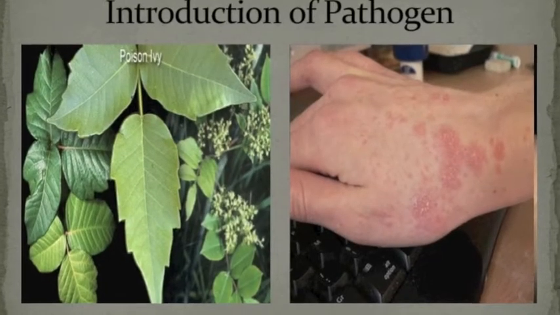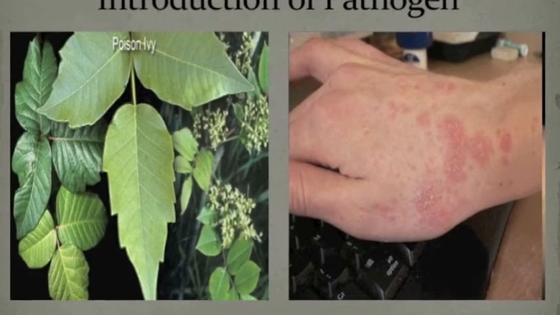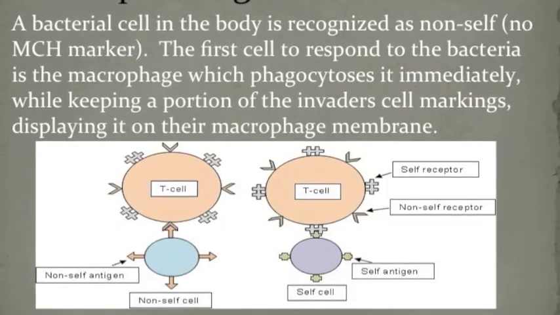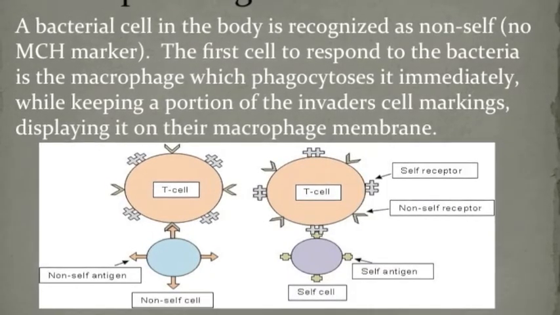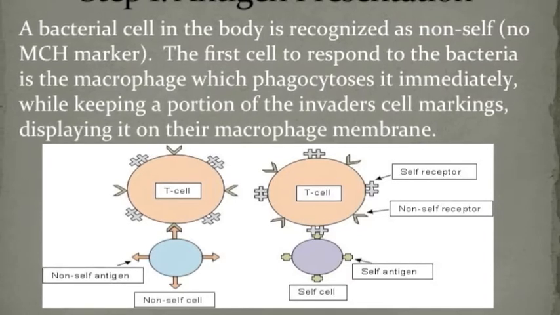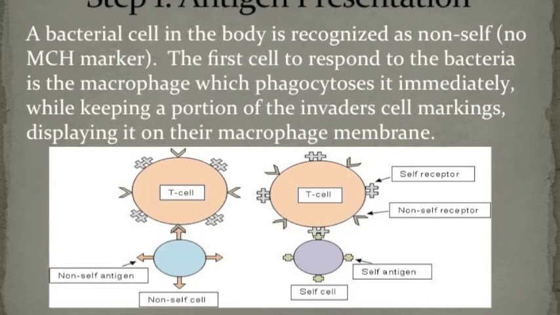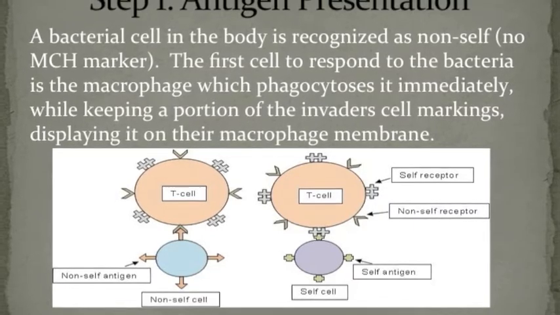The first step is antigen presentation. A bacterial cell in the body is recognized as non-self, no MHC marker. The first cell to respond to the bacteria is the macrophage, which phagocytoses it immediately while keeping a portion of the invader's cell markings, displaying it on their macrophage membrane.